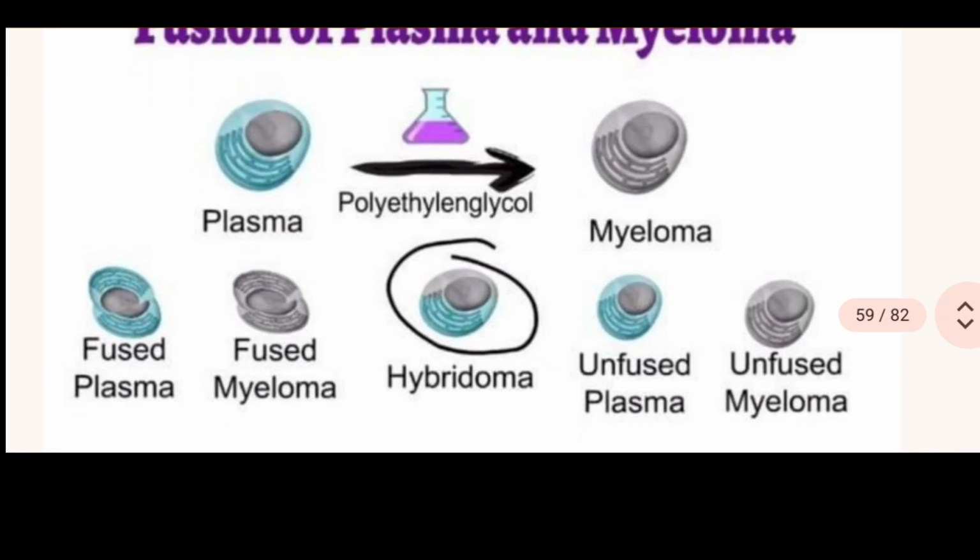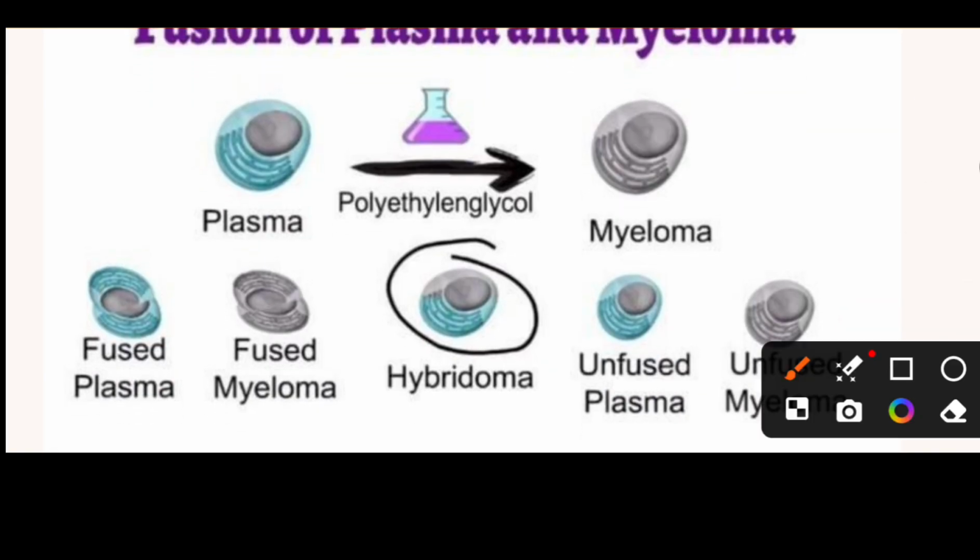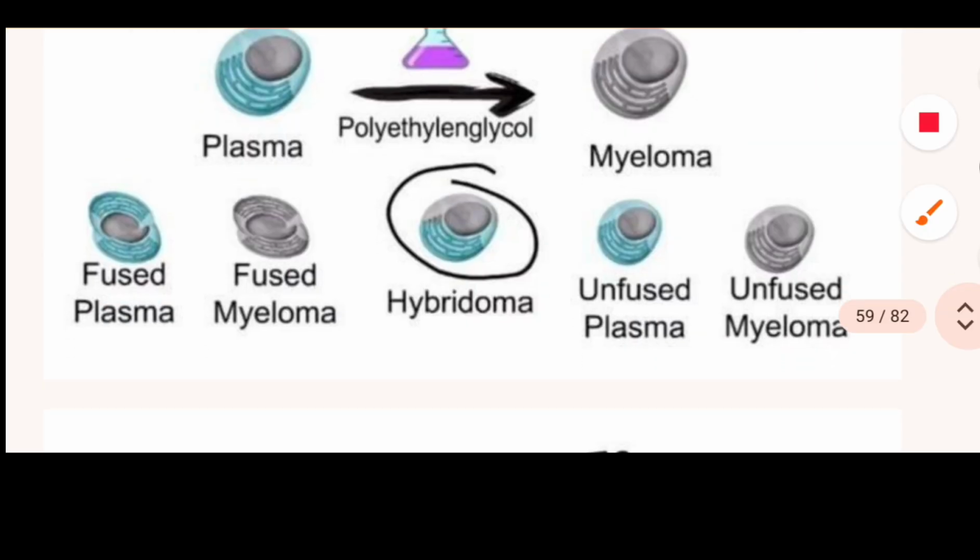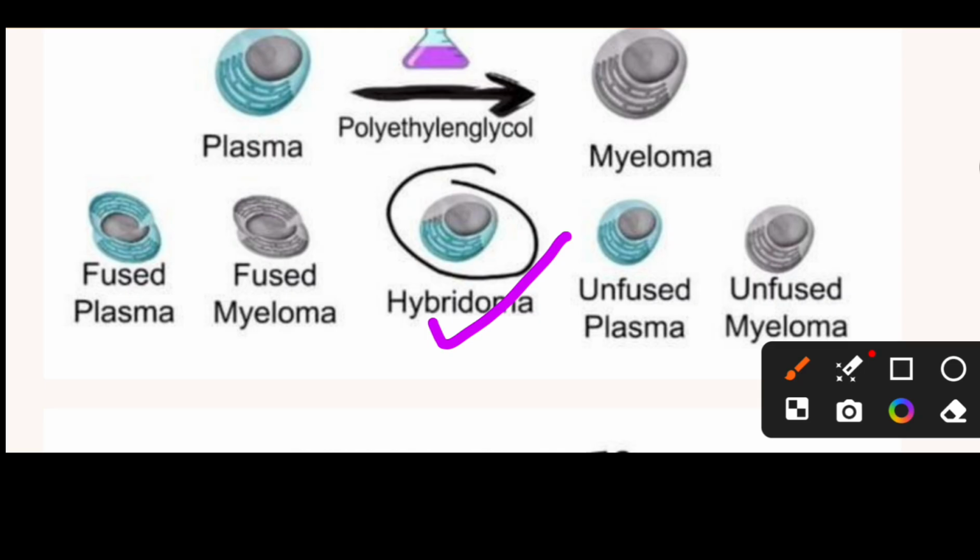These plasma cells basically combine with the myeloma cells with the help of polyethylene glycol. This is the plasma cell, this is the myeloma cell, and there is fusion, and we will get some fused myeloma cells, fused plasma cells, unfused plasma cells, and unfused myeloma cells. But our target should be a hybridoma, a combination of both plasma and myeloma cells.